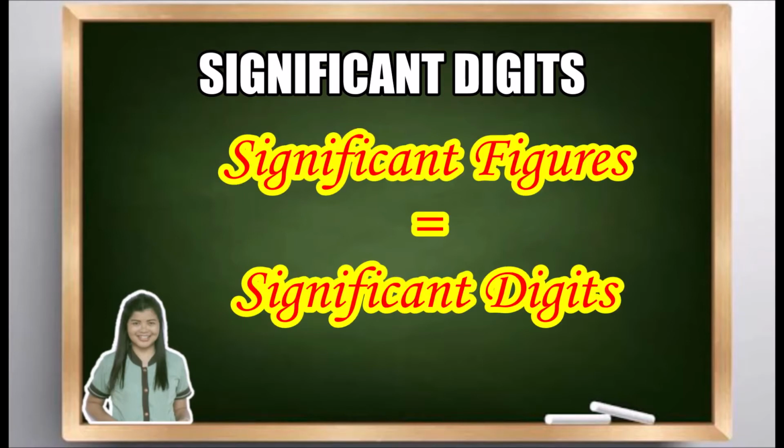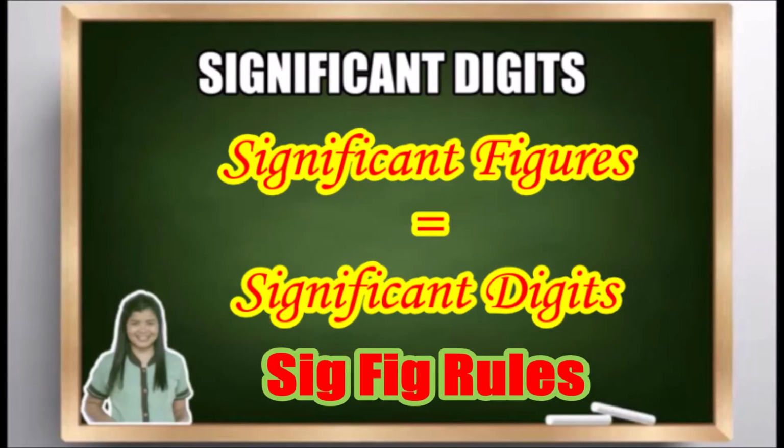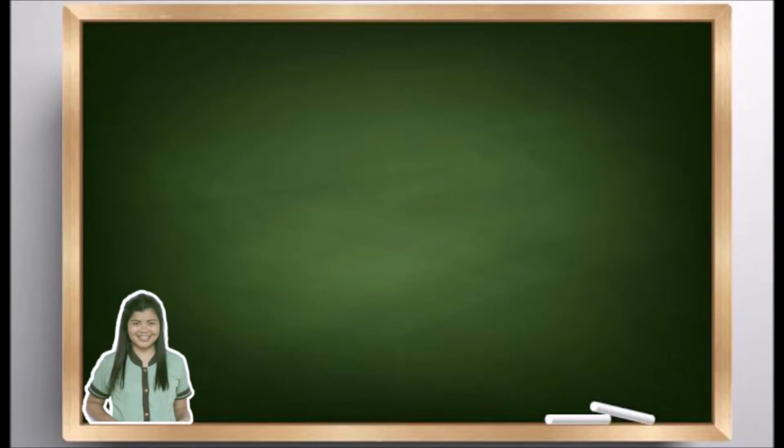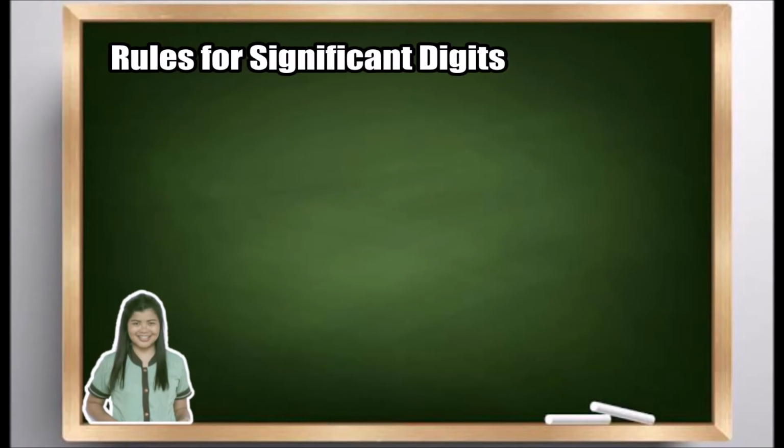On the other hand, significant figures and significant digits are just the same. Sometimes, sig fig rules is written instead of significant figure rules or significant digit rules. So these are the rules to follow to determine how many significant digits a number has.